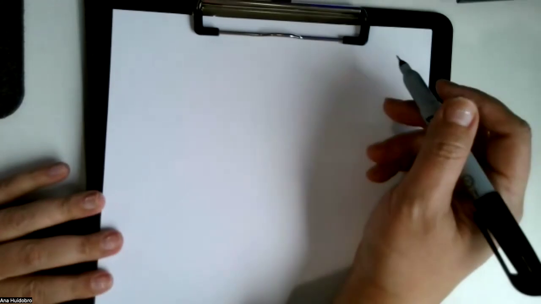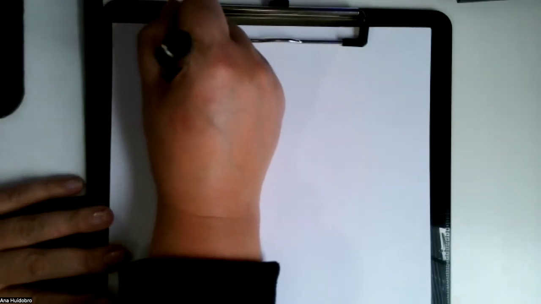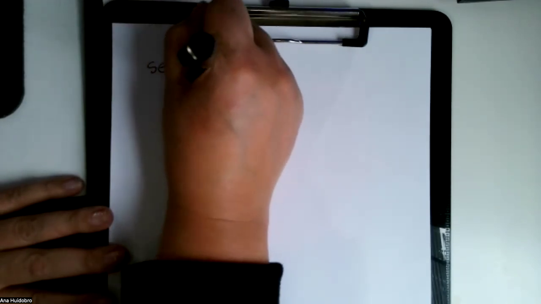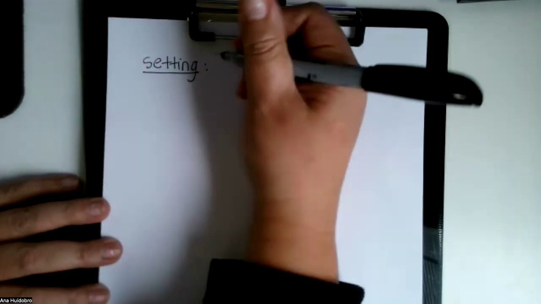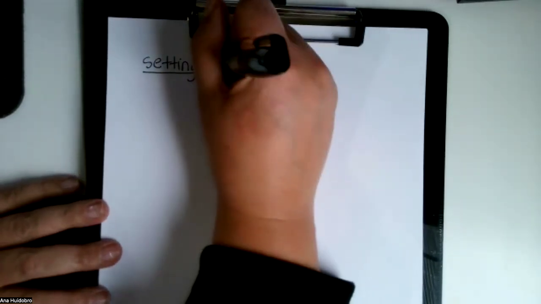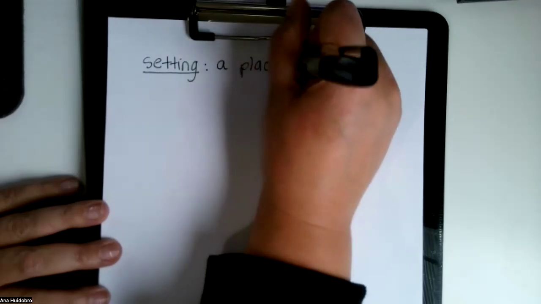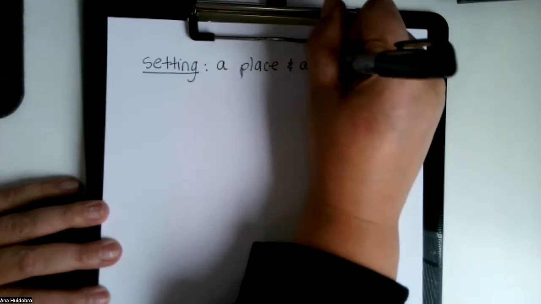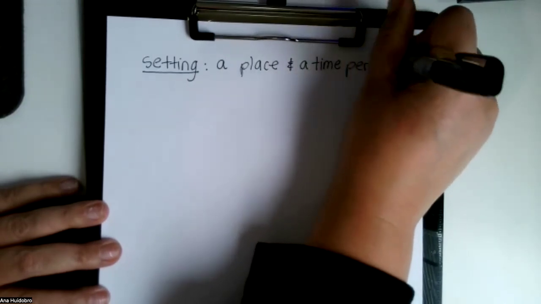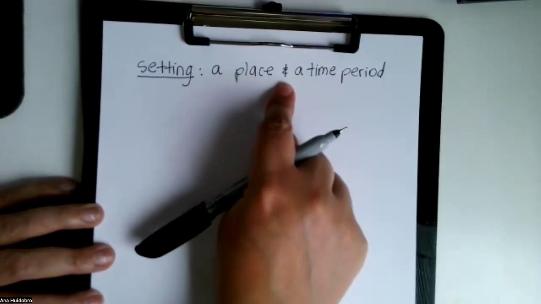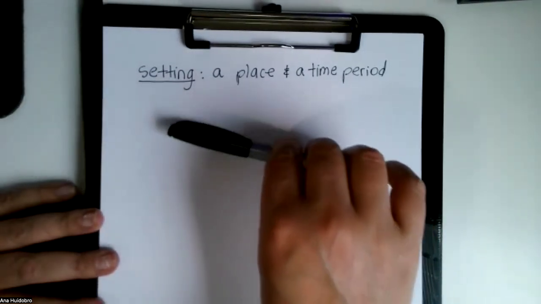Okay. So I'm going to go ahead and put setting, and I'm going to want you to write setting because it's a lot more than just the place. The main thing about a setting is there's actually two main things about a setting. A setting is a place and a time period. I am going to have you copy that. This means and. You could write the word and if you want. Go ahead and copy this definition of setting.